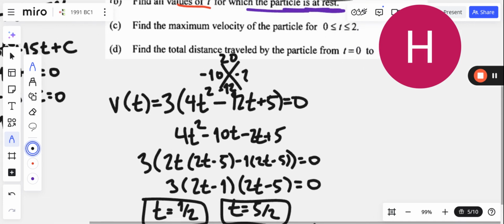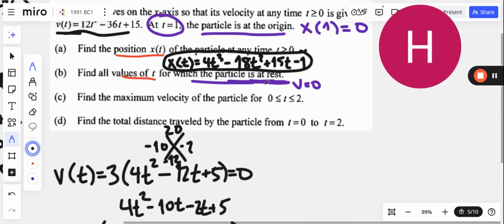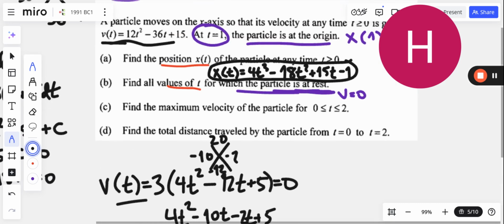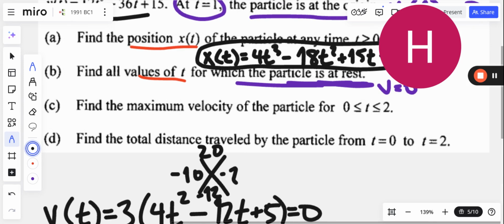Very straightforward. All we really did was use the interpretation of particle at rest. That does give us a calculus interpretation. That means the velocity is 0, or a physics interpretation if you're in physics. And then you just have to find what are the values of t that make this 0. So it's the same thing as solving a quadratic equation. An Algebra 2 student could do it. Next, let's find the maximum velocity.